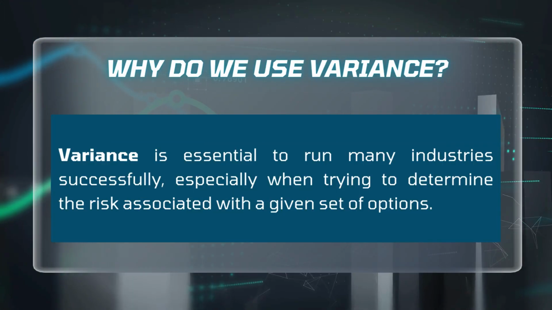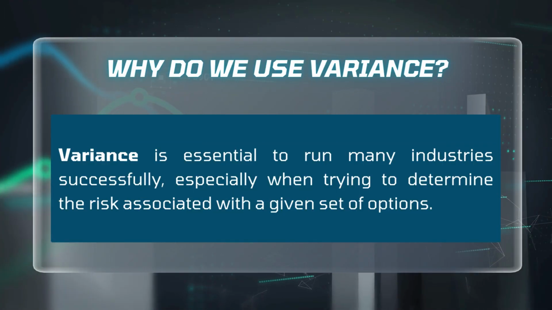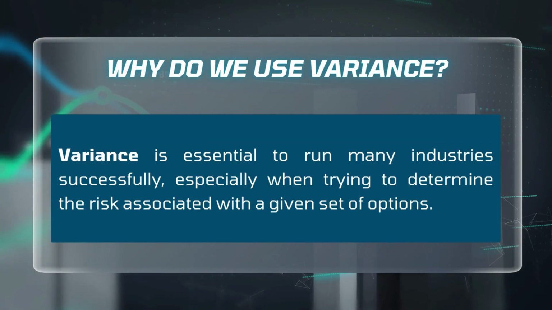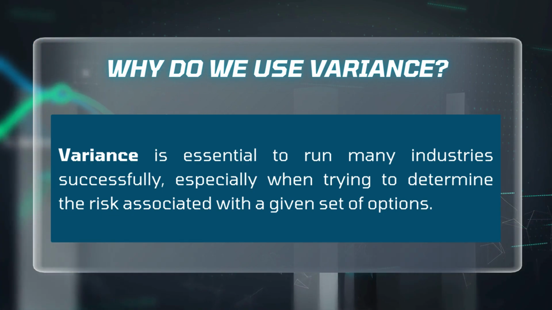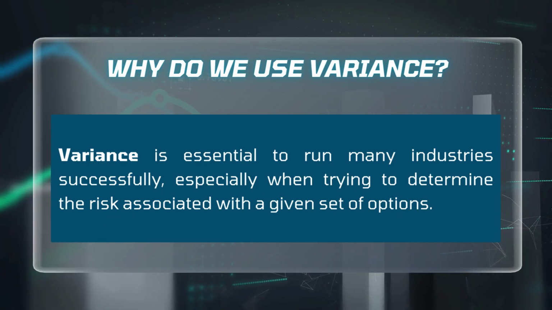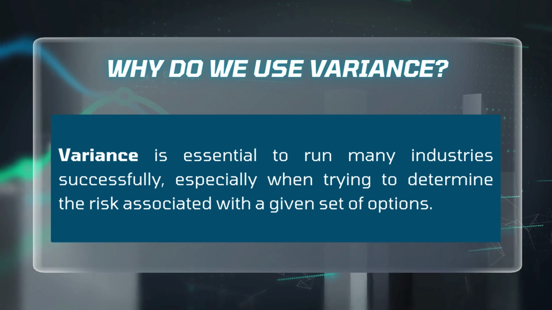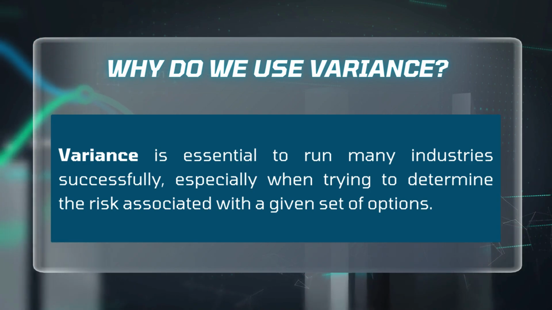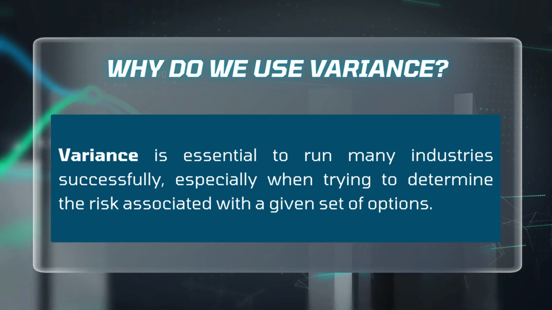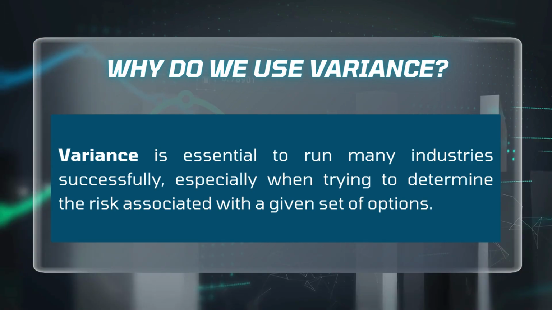It is possible for public health experts to identify outbreaks early and stop the spread of infectious diseases. Why do we use variance? As you can see from the scenarios presented previously, variance is essential to run many industries successfully, especially when trying to determine the risks associated with a given set of options. But how does variance measure up to other measures of variability? Here are a few strengths of variance as a measure of variability.